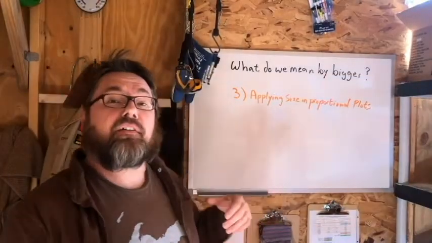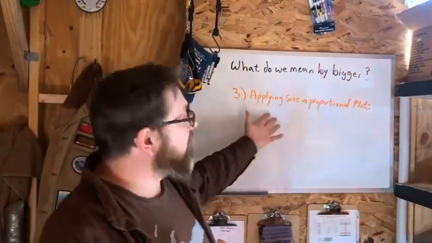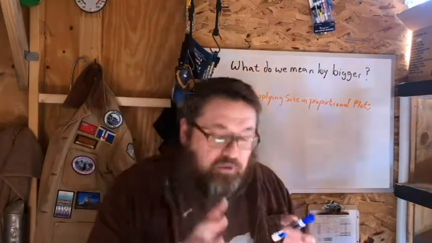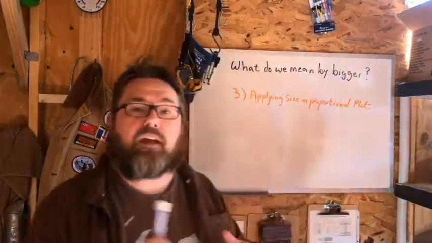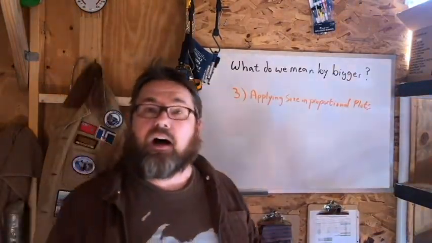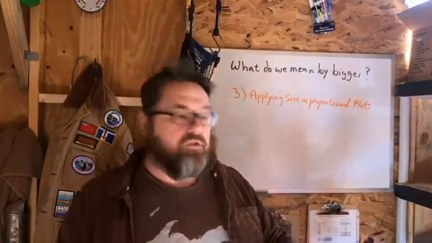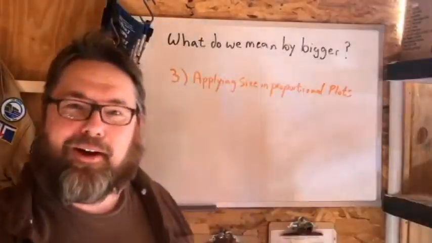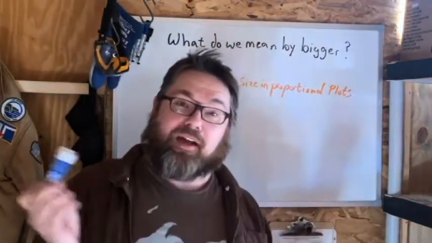Let's get started on the third and final episode, Applying Size and Proportional Plots. And the rants of episode 1 and 2 were kind of leading towards this. If you don't know what a proportional plot is, how it's going to be used here is very simple. Basically, we are going to take data sets of identical items at different populations. In this case, it will be Sasquatches within North America, and we're going to divide them between West and East.